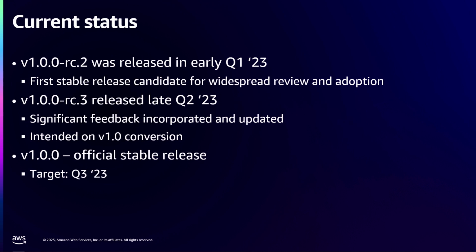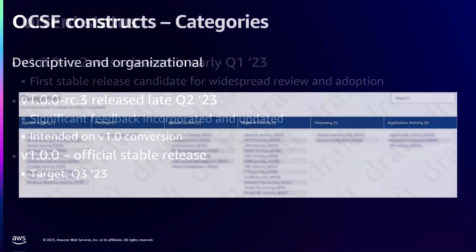Current status: RC2 was released early in Q1 this year. The intent of that was really to get a lot of community feedback and determine if there were any gaps that we had that needed to be filled prior to getting ready to go to a full version 1. Got a lot of feedback once that was released. Participation skyrocketed, and we just released RC3. The intent of this particular release is to convert to version 1. So absent any major catastrophic miss, which we don't believe there will be at this point, that will convert later this year, target Q3, to the official first stable version 1 release of the schema.